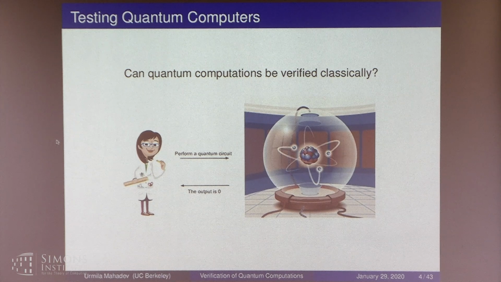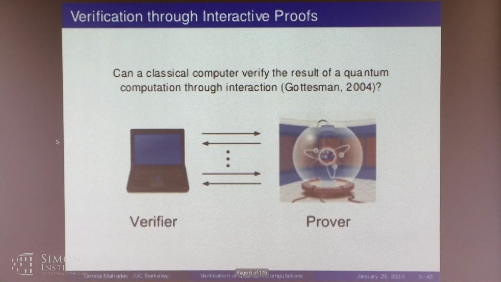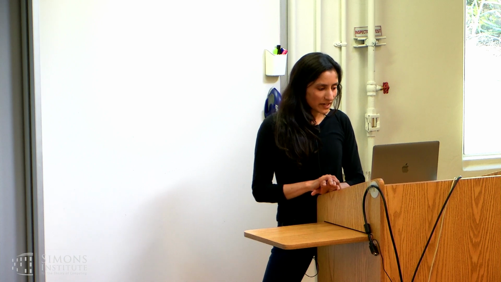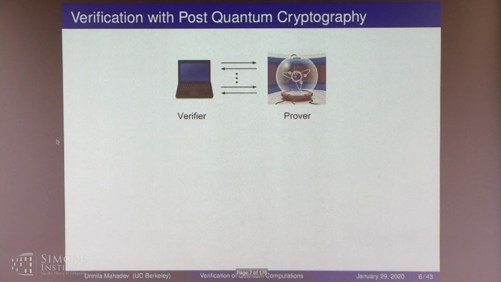Now I think many people have heard of this question before, and you know why it's important. So I'm not going to spend much time motivating why this is important, but instead I'll just tell you how it's been studied in our community. In our community, we've looked at it through the lens of interactive proofs. And here we replace the classical experimentalist with a verifier, and the quantum computer is referred to as the prover. Now the verifier is going to interact classically with the prover over some number of rounds. And her goal is to use this added power of classical interaction in order to verify the behavior of the quantum computer.